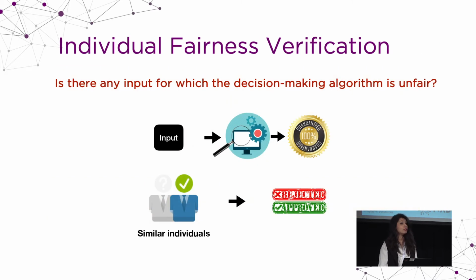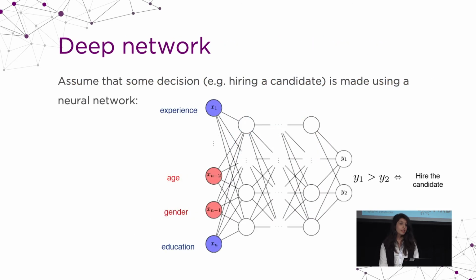Individual fairness is pretty hard for verification because we have to check all pairs of individuals, and enumerating all pairs of individuals is very challenging. So here, assume that we have this deep network, and the input is a set of features. The blue ones are non-sensitive, and the red ones are sensitive. So we have age and gender as sensitive, and experience and education as non-sensitive. The outcome is coming from these two neurons. If Y1 is more than Y2, we say that we are hiring that person, otherwise we are not hiring. So it's a binary classification.